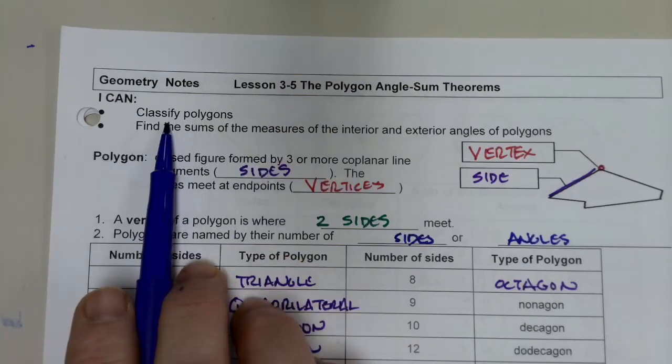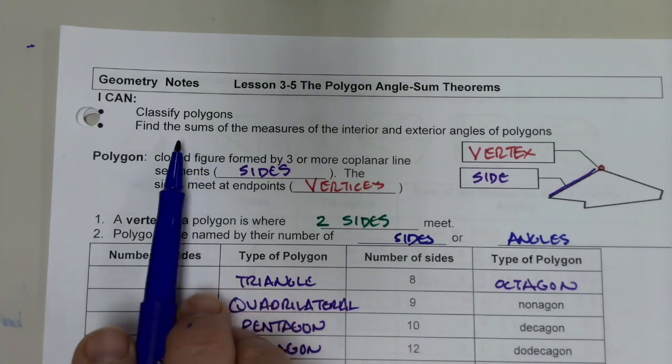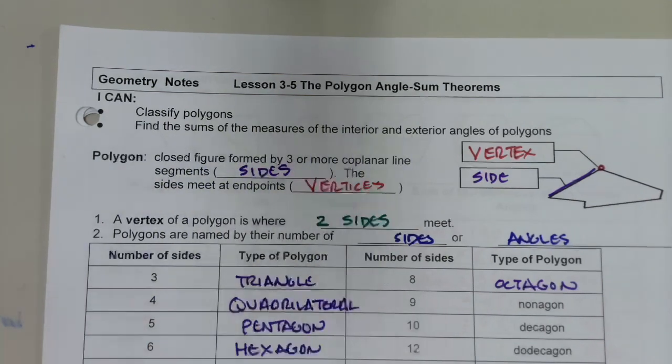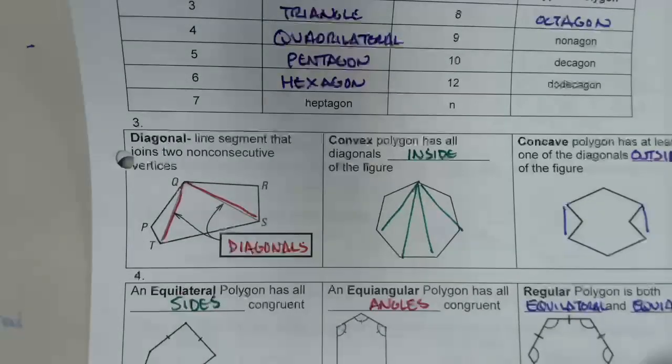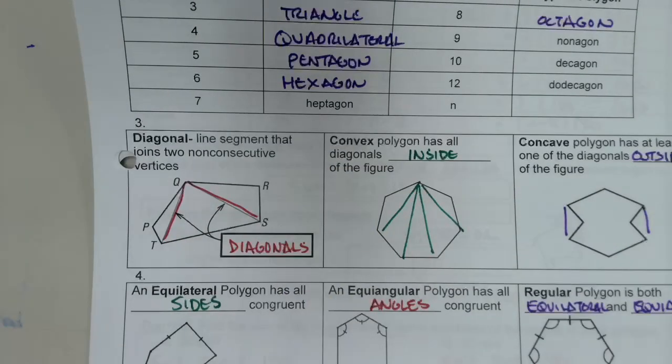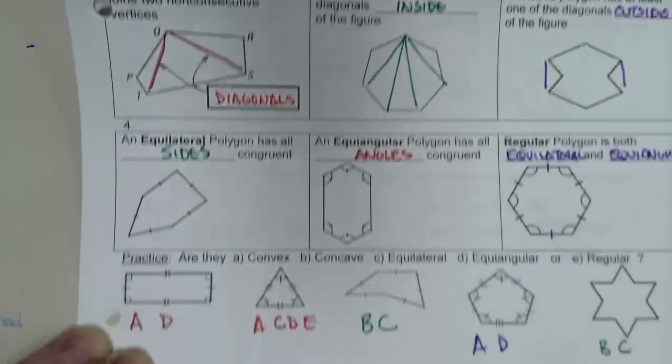But our I-can statements are we're going to classify polygons, and then we're going to look at the sum of the interior and the exterior angles of those. Okay. So here's some definitions for you, and some diagrams that explain those. Once again, these are in the Desmos activity that you can follow.